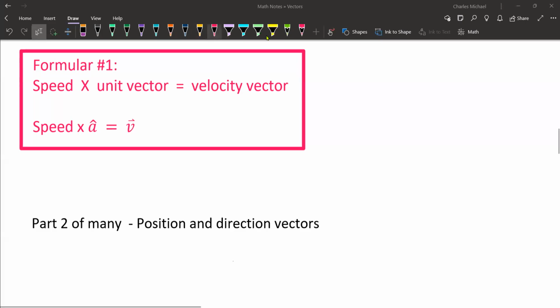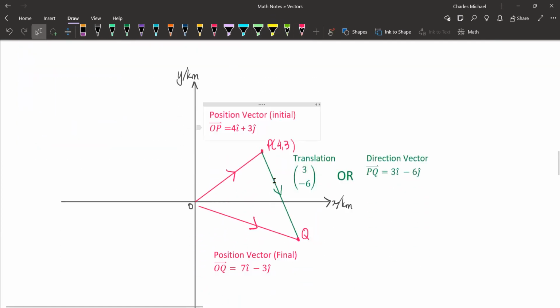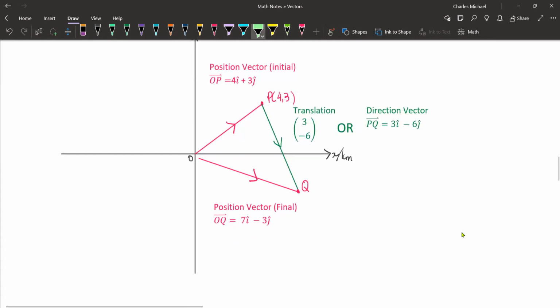In our last video, we saw this formula: speed multiplied by unit vector of direction is a velocity vector. Now, in this video, we're going to look at the second formula.